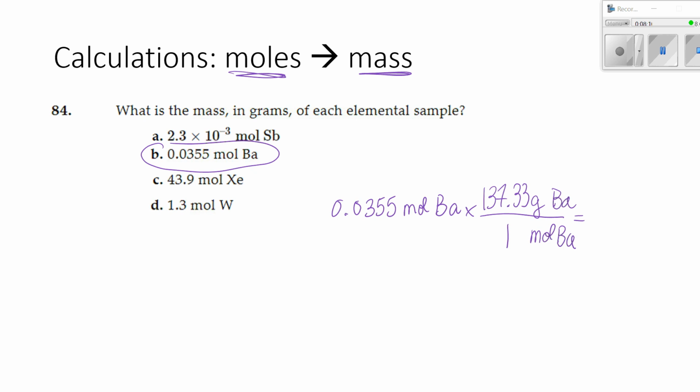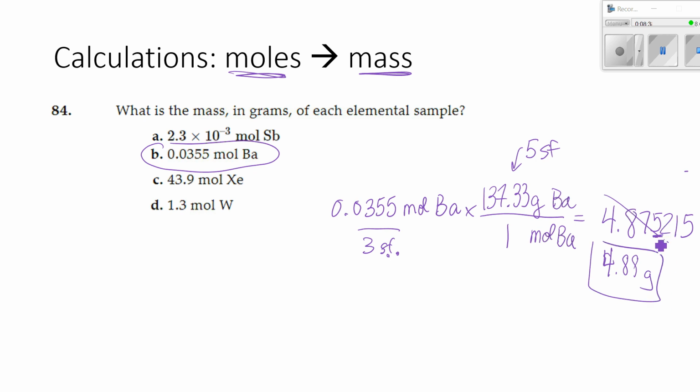And so I'm going to multiply 0.0355 times 137.33. And I want to round my answer to 3 sig figs because this number has 3 sig figs and this number has 5 sig figs. So based on my sig fig rules, my answer should have 3 sig figs. And my answer is 4.875215. I am going to round that to 4.88. So the rule is 5 or higher, round up. So that 7 becomes an 8. Okay, so that's an example of a moles to mass one. Let's look at another one.